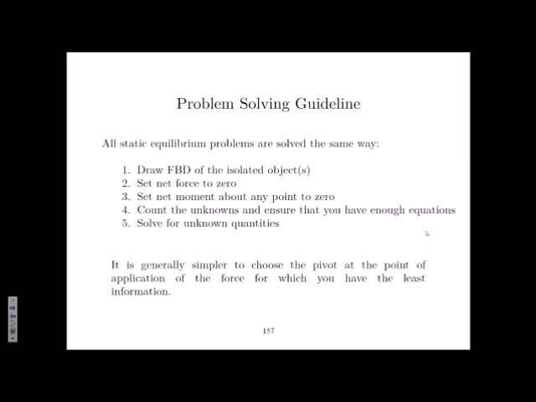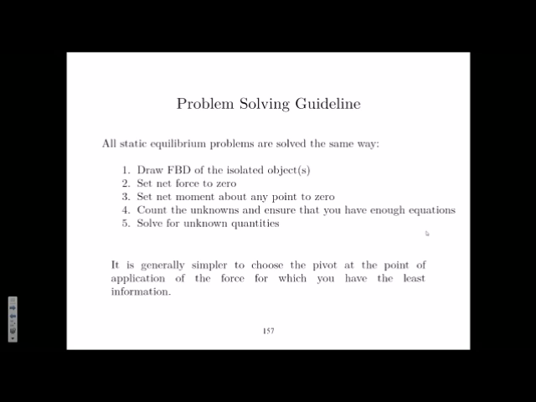Then you can also set the net moment about any point to 0. Now you can pick the point about which you want to compute the moment. There will be certain points that will be a better choice compared to others, right? And pretty soon you will see which points will be better in what situation. But you can pick any point, and about any point if you compute the net moment of all the external forces acting on it, then that would be equal to 0 as well.